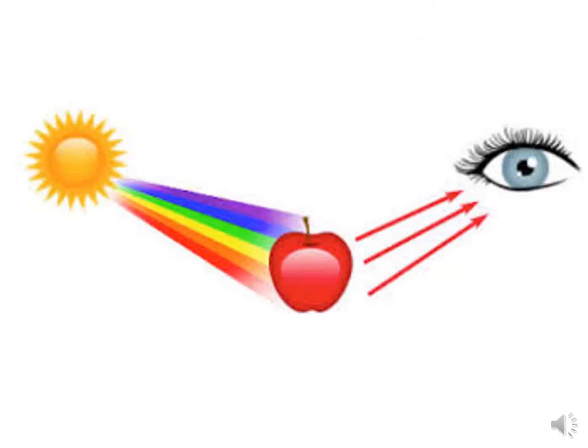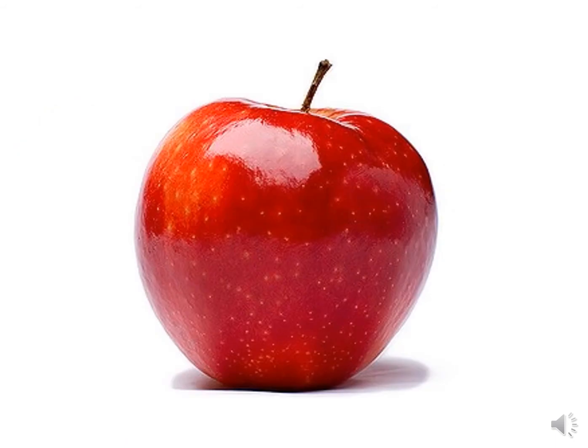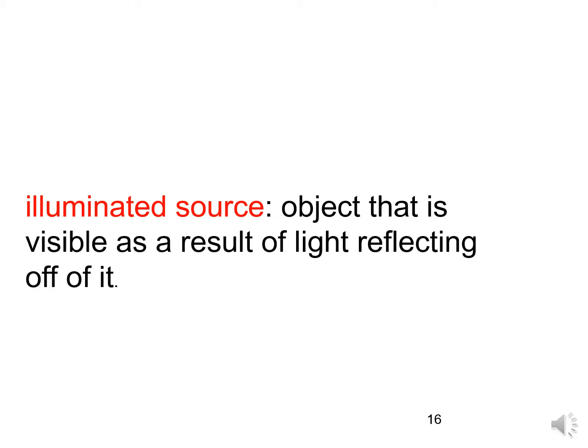So this apple absorbs all the colors except red, which is reflected off the object. The apple is reflecting light, and it's illuminated light. Illuminated objects are visible to us because they reflect light. So illuminated source: an object that is visible as a result of light reflecting off of it.